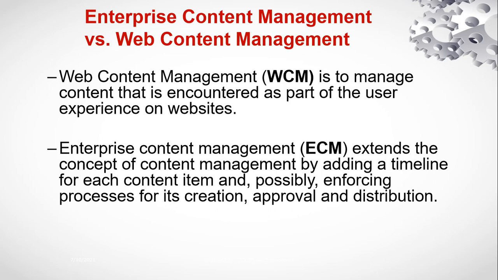So the enterprise content management system adds a timeline for each of the contents. Whenever content is generated from these business processes, the enterprise content management system adds some timeline to it: when that content would be generated, when it should be distributed, when it should be deleted, or when it should be archived. So all the rules it will apply to that content. Basically, the content that is generated from the enterprise business processes is called enterprise content. And to manage that content, we use the enterprise content management system.